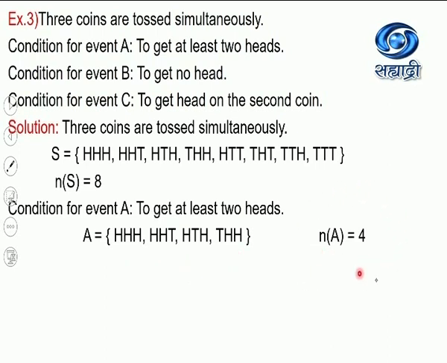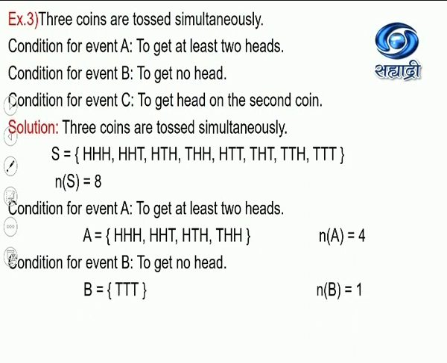Therefore, n of A is equal to 4. Now, what is the condition for event B? To get no head. I don't want a single head. So that means there will be only one element, TTT. Therefore, n of B is equal to 1.